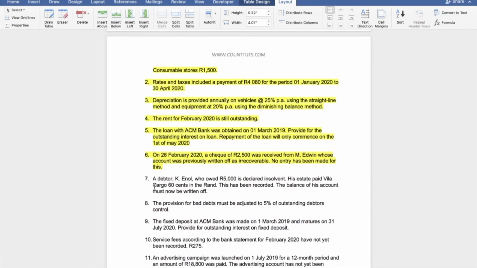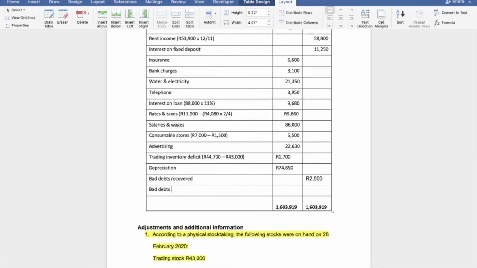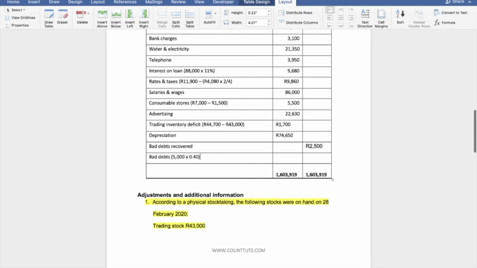he was only able to pay 60 cents in the rand, or another way to look at it, he was only able to pay 60% of the 5,000 rand. That means the rest is written off. So right here, 5,000 times, if he has paid 60%, the remaining 40% is a bad debt. That is what it means when they say how much he was able to pay and how much he can't pay is the remaining. So 5,000 rand times the 40% or the 40 cents gives you 2,000 rand. So you write here 2,000 rand on the debit side because bad debt is an expense.